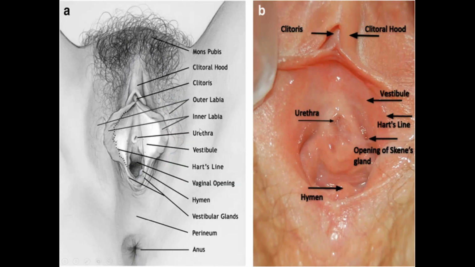Also, this picture shows the contents of the vulva. Here is the mons pubis, this is the clitoris, the labia minora, the labia majora, the vestibule, the hymen, and the perineum. All this area, the external genitalia plus the perineum, is called the vulva. So we'll start with the female genital tract.